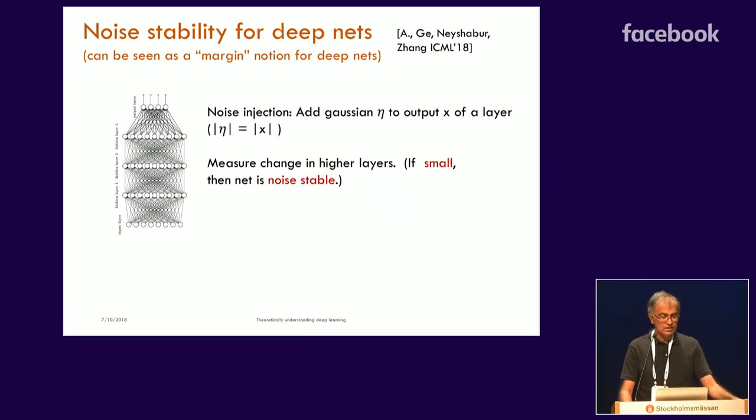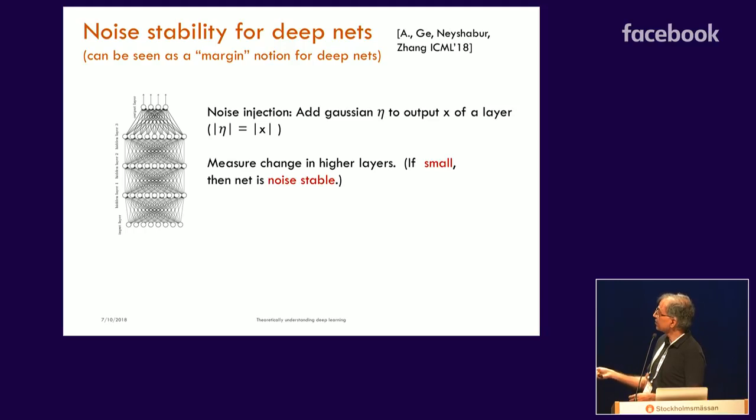Noise stability corresponds to studying the following thought experiment. You do noise injection in the deep net. At some layer of the deep net, you add a Gaussian noise vector to the output x of a layer over here, let's say. You inject Gaussian noise, and the norm of this noise is the same as the norm of the vector being computed at that layer. So it's a lot of Gaussian noise.